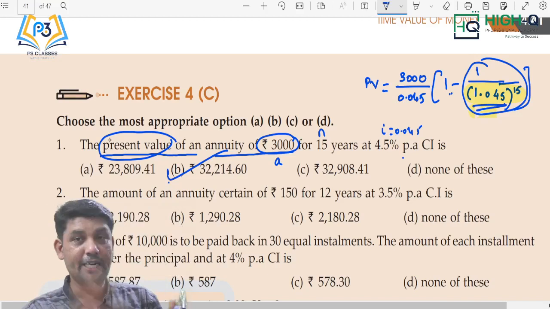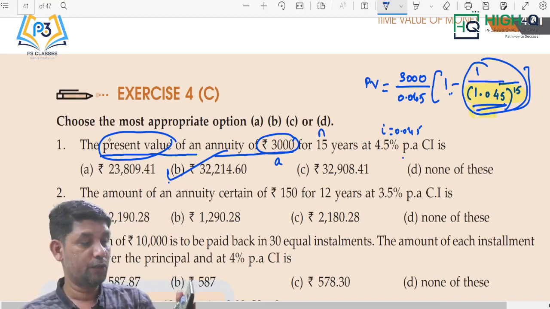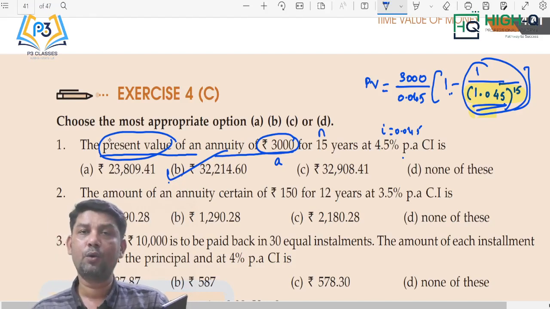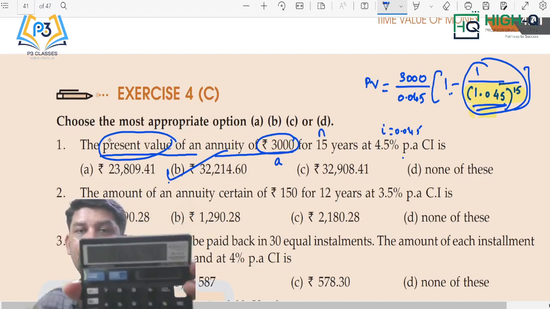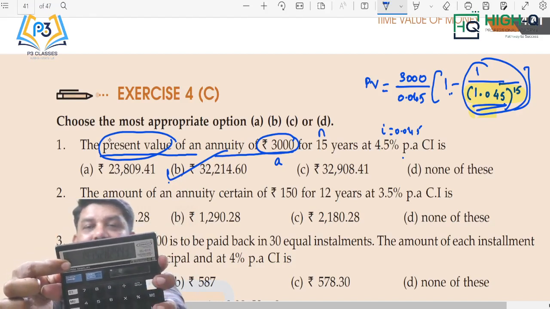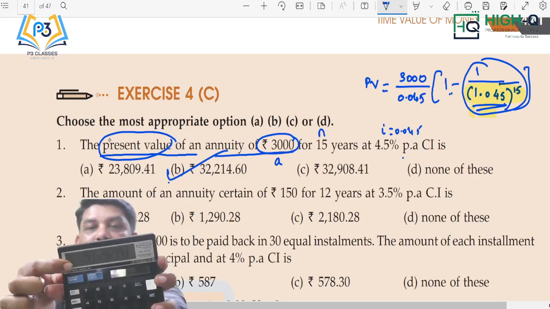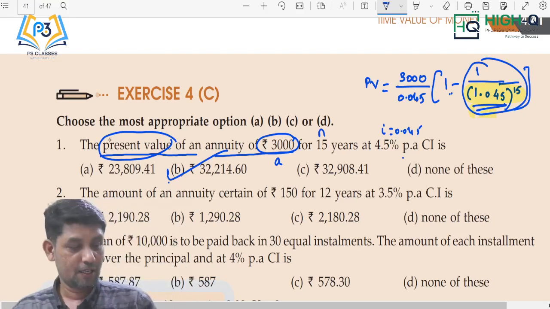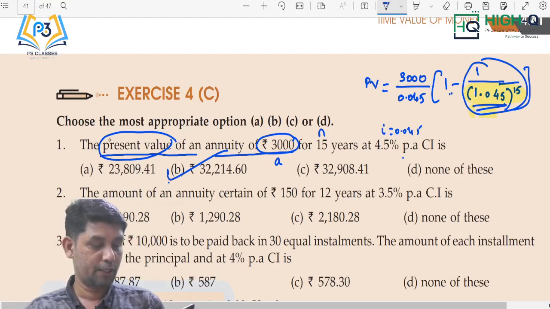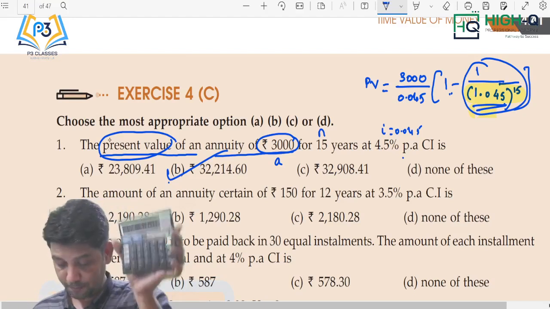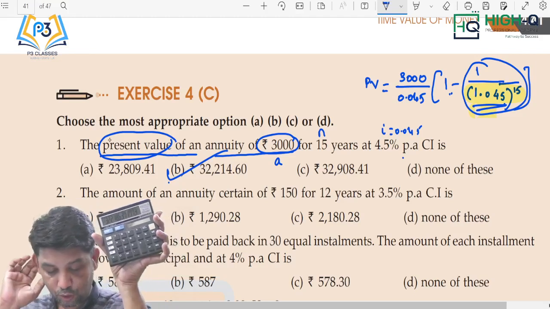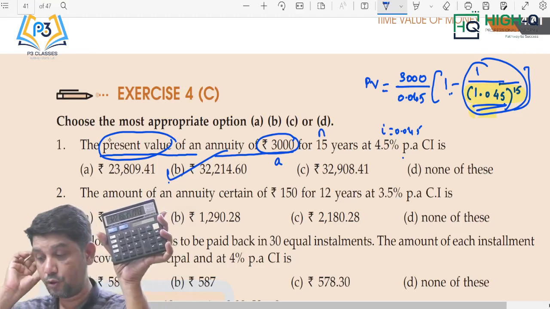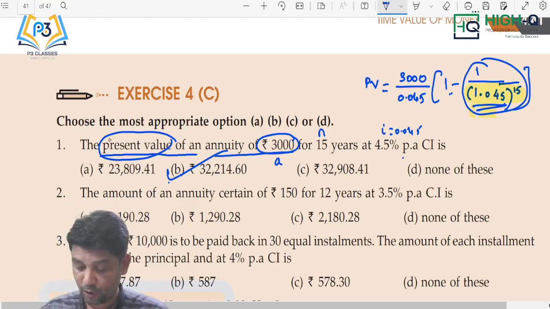Let me do it once again. How fast I can do? 1.045, into, equal to, square. Sir, you did not count only. Then how did you know it is power 15? Look at this corner. Can you see that here, in this display, 16 is showing? If the display is showing 16, that means power is 15. Okay, divided by equal to, minus 1, into 3000 divided by 0.045. Answer is over. 32,218 point something. So approximately 32,214. That's it. We can have an approximate closer answer. So our answer is option B, my dear.